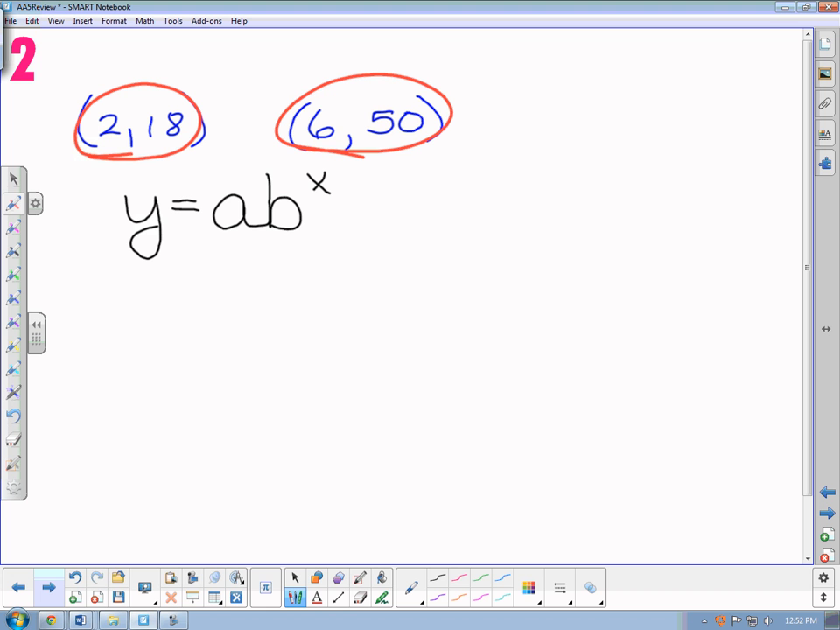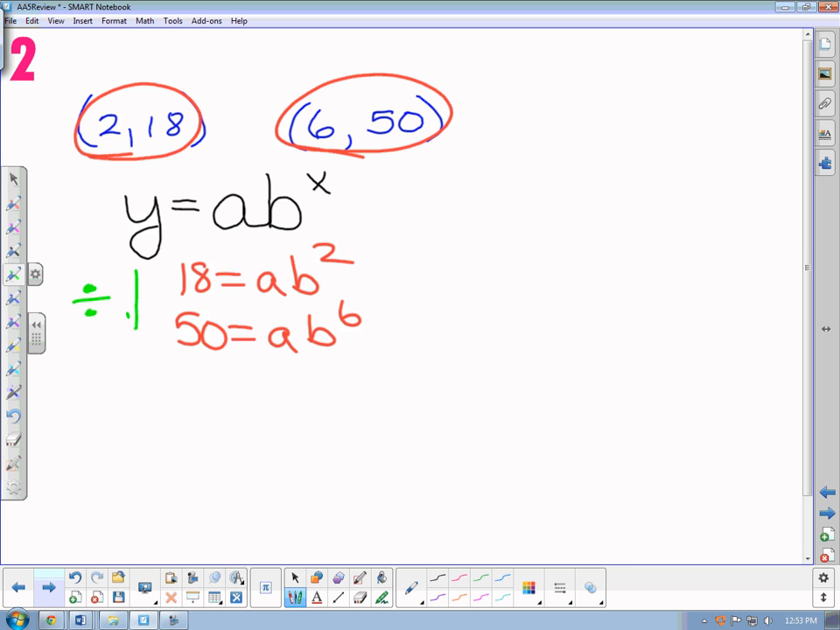Those represent x and y, so you can write two equations. The first one would be 18 equals ab to the second. The other one would be 50 equals ab to the sixth. And so then to solve this, to figure out what a and b are, we need to do some work here. The thing that you want to do is divide the two equations.